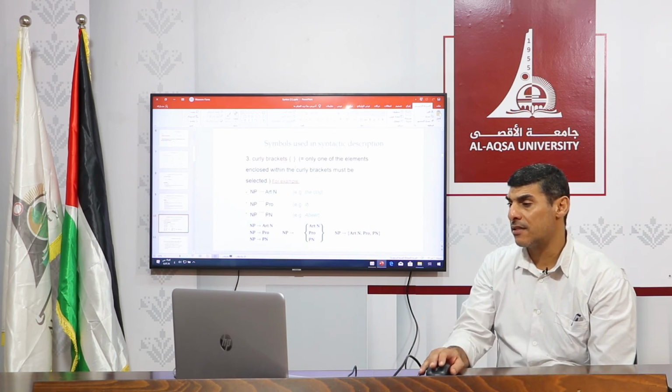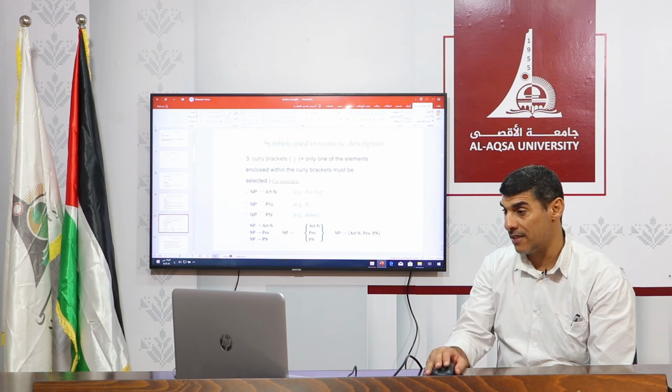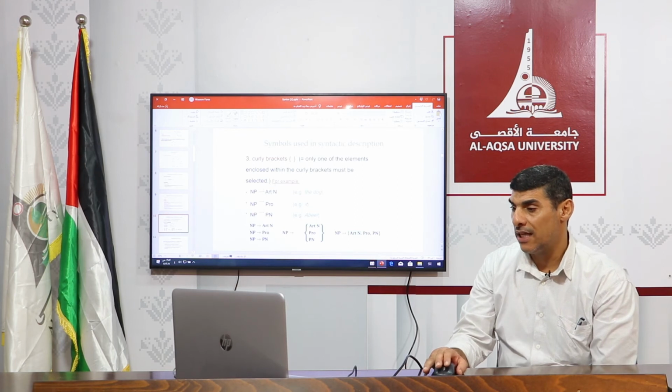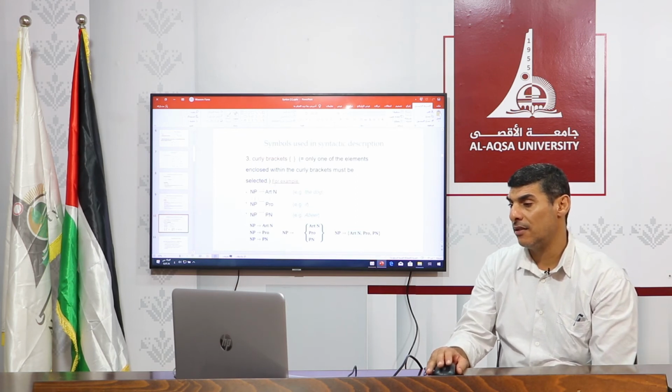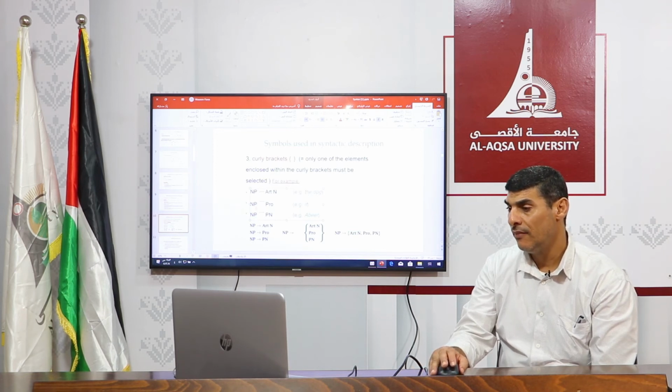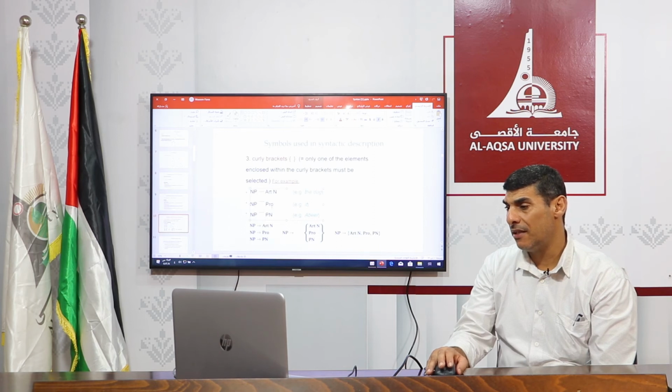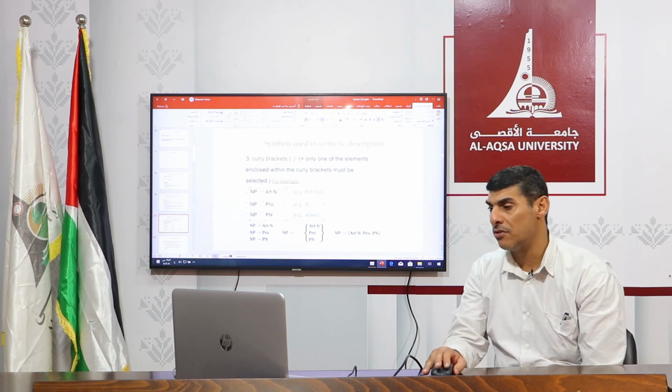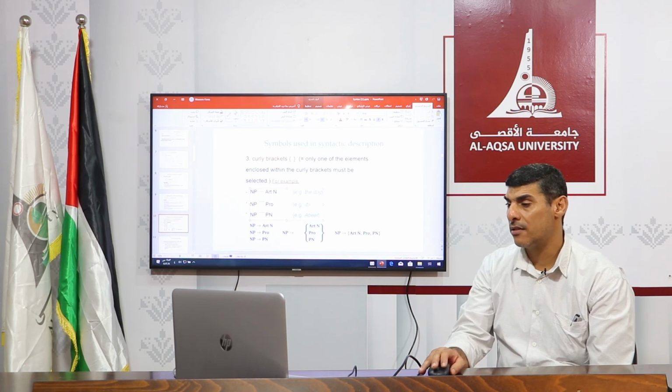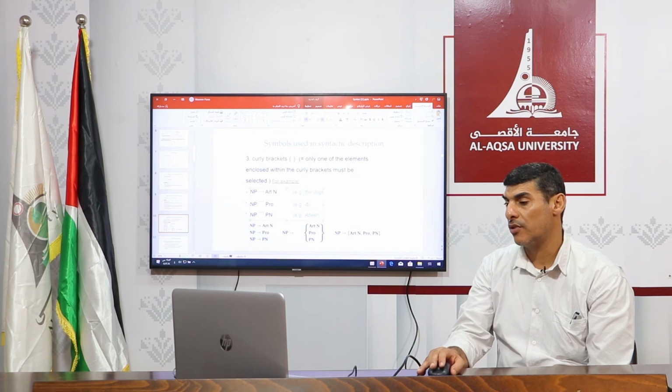Curly brackets equal that only one of the elements enclosed within the curly brackets must be selected. For example, noun phrase, article, noun. So you see the dog. This is an article, the dog, and dog is the noun. Or the noun phrase can be a pronoun. It, I can say someone, him, she, etc.